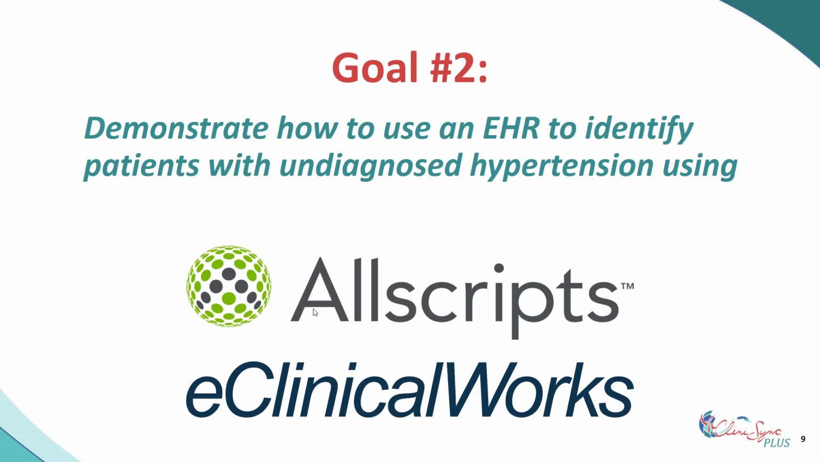The second report that we will create is looking for stage 2 hypertensives. Stage 2 is defined as any patient that has a blood pressure reading over 160/100. We will start with an overview of both the stage 1 and stage 2 query in the Allscripts EHR, and then we'll also look at the same query using the eClinicalWorks EHR.